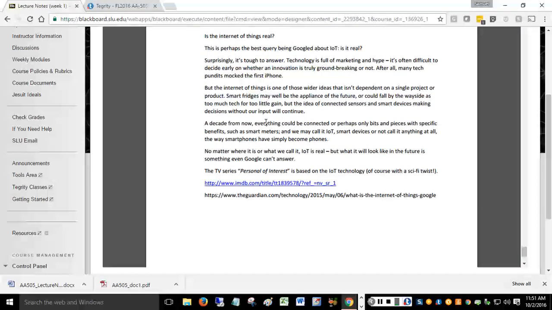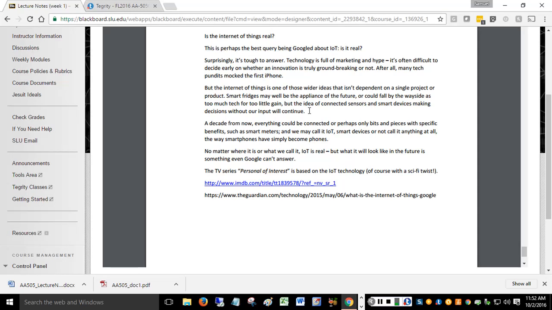Is it real? Yeah, it is real. This is perhaps the most common query being Googled about IoT. Is it real? Surprisingly, it's tough to answer. The technology is full of marketing and hype. It's often difficult to decide whether you have an innovation that's truly groundbreaking or not. After all, many tech folks mocked the first iPhone, but now we've got millions of them.